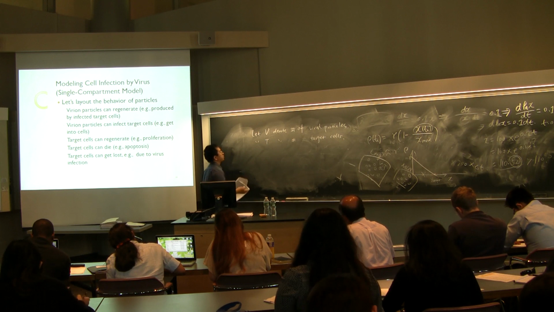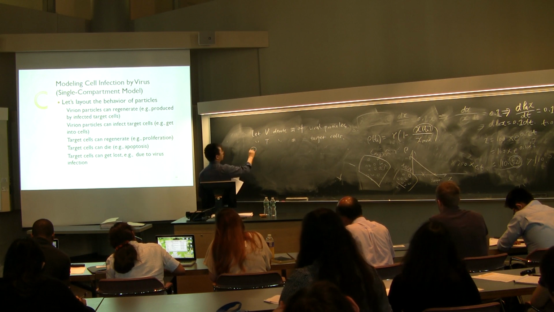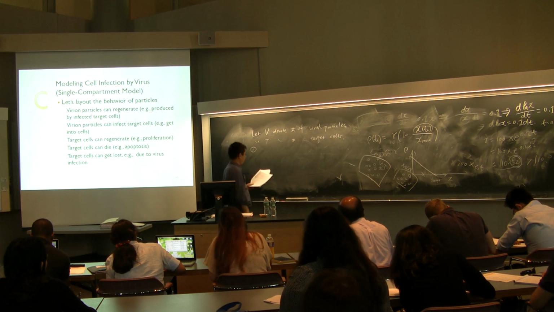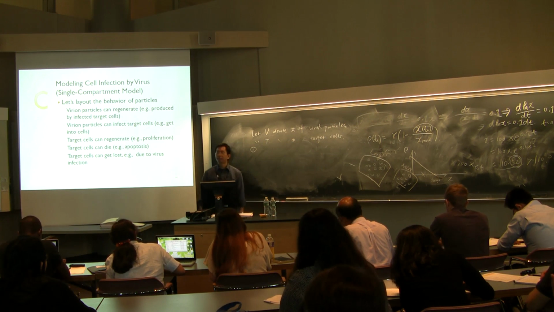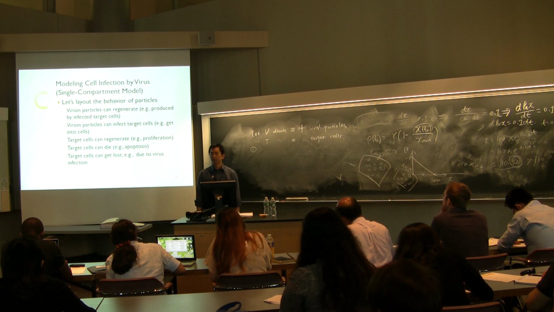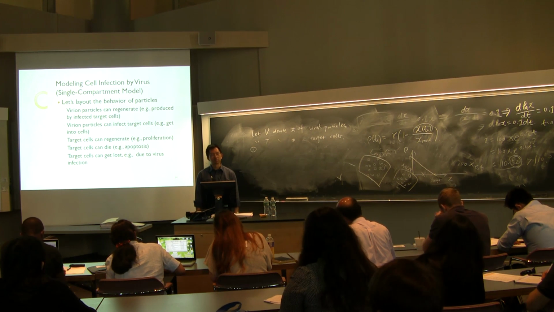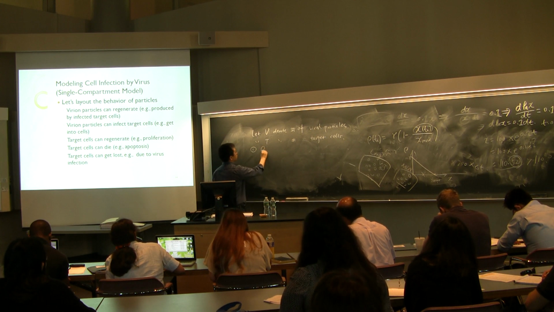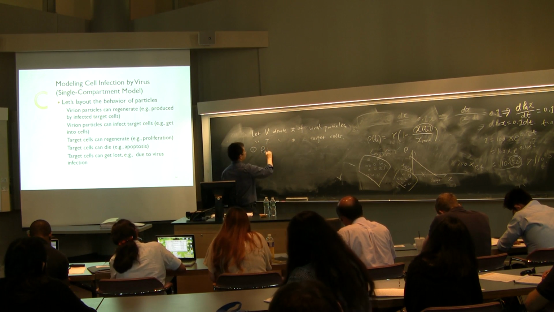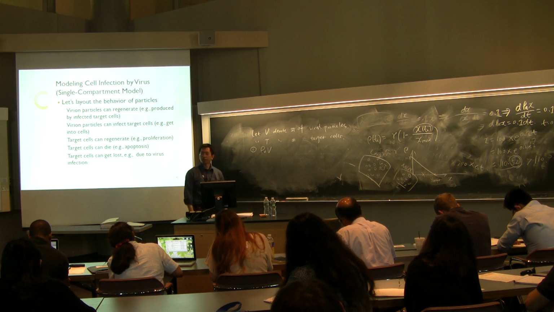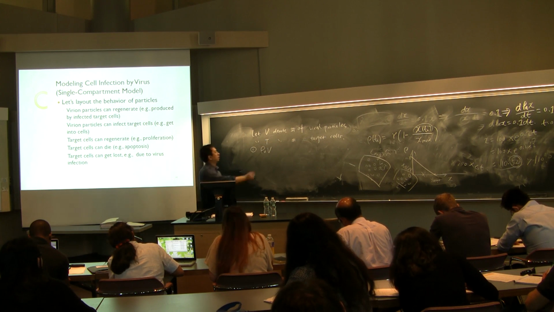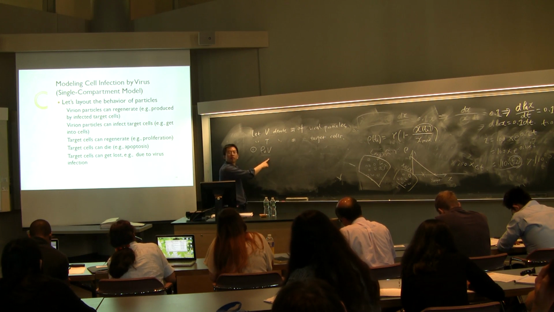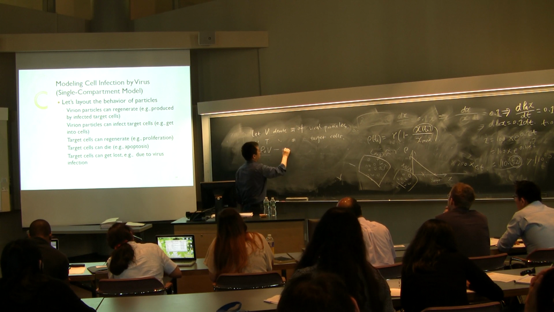Now let's consider the possible behavior. First, the virus can be regenerated by infected cells. So let's assume that there's an exponential growth of virus. Now we're familiar with this term. It's exponential growth of the virus.